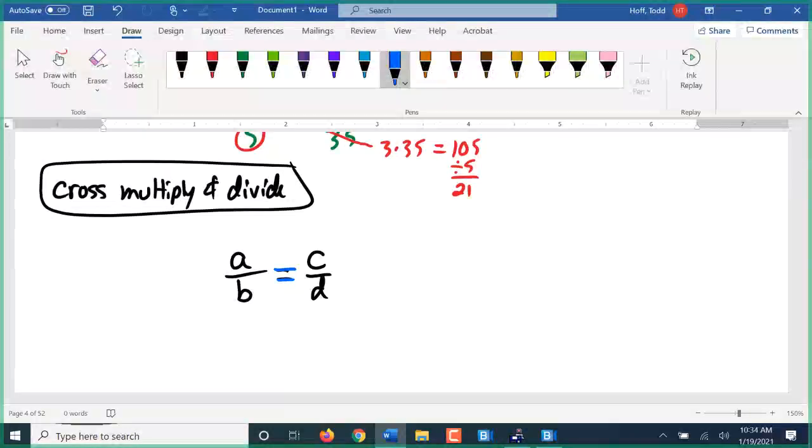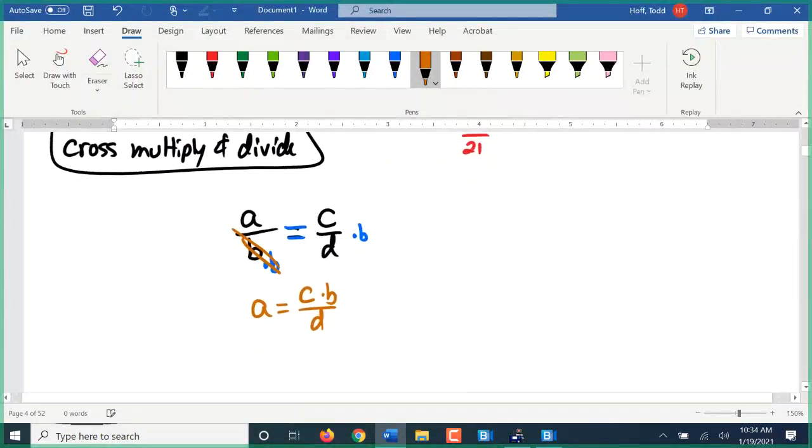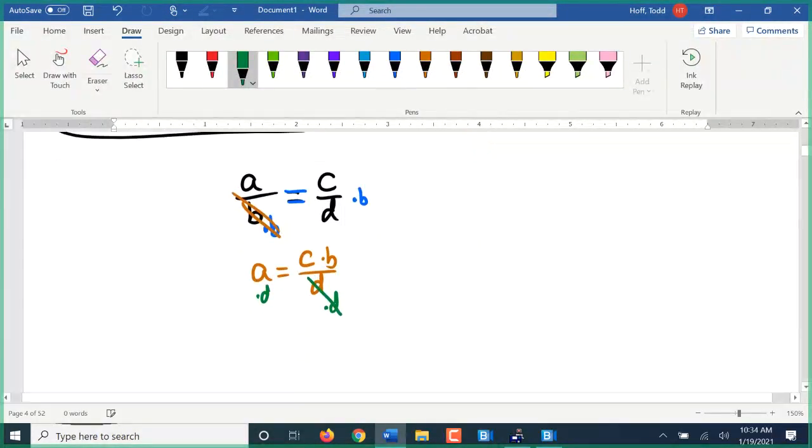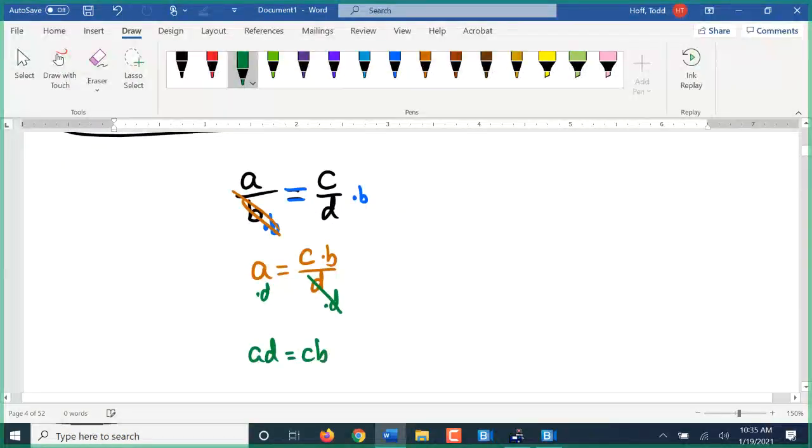Here's what I'm going to do. I'm going to multiply both sides of this by B, to get rid of the B over here. So I have A equals C times B over D. Then I'm going to multiply both sides by D to get rid of the D over here. So I have A times D equals C times B.